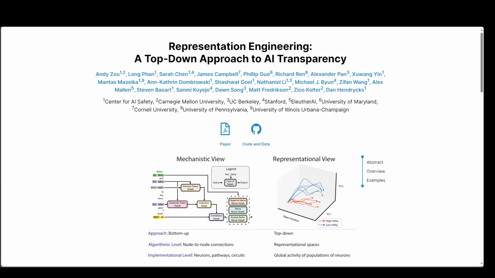This research paper, called representation engineering or RepE, is a technical approach to enhance the transparency of AI models. RepE focuses on understanding and controlling high-level representations within AI models, which is a departure from traditional bottom-up approaches that examine individual neurons and connectors. Now, if you look at this solution, this is pretty interesting.